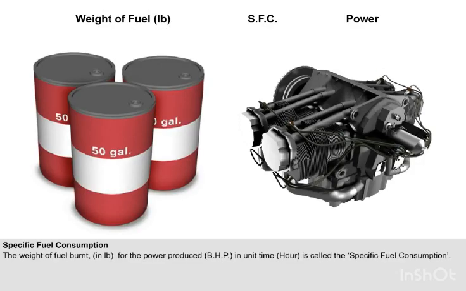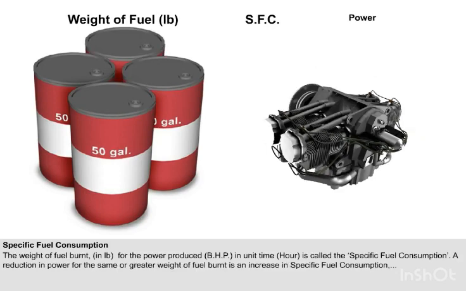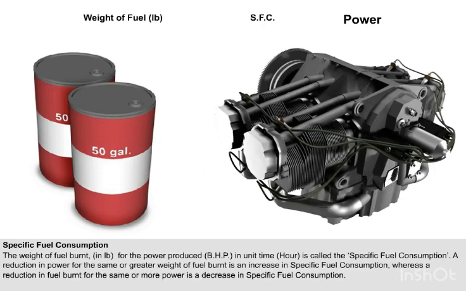Heat energy is converted from the chemical energy in the fuel by mixing the fuel with the oxygen in the air induced into the engine and burning them together in the cylinder. This then is converted by the engine to mechanical power. The weight of fuel burnt in pounds for the brake horsepower released per hour is called the specific fuel consumption. A reduction in power for the same or greater weight of fuel burnt is defined as an increase in specific fuel consumption, whereas a reduction in fuel burnt for the same or more power is a decrease in specific fuel consumption.